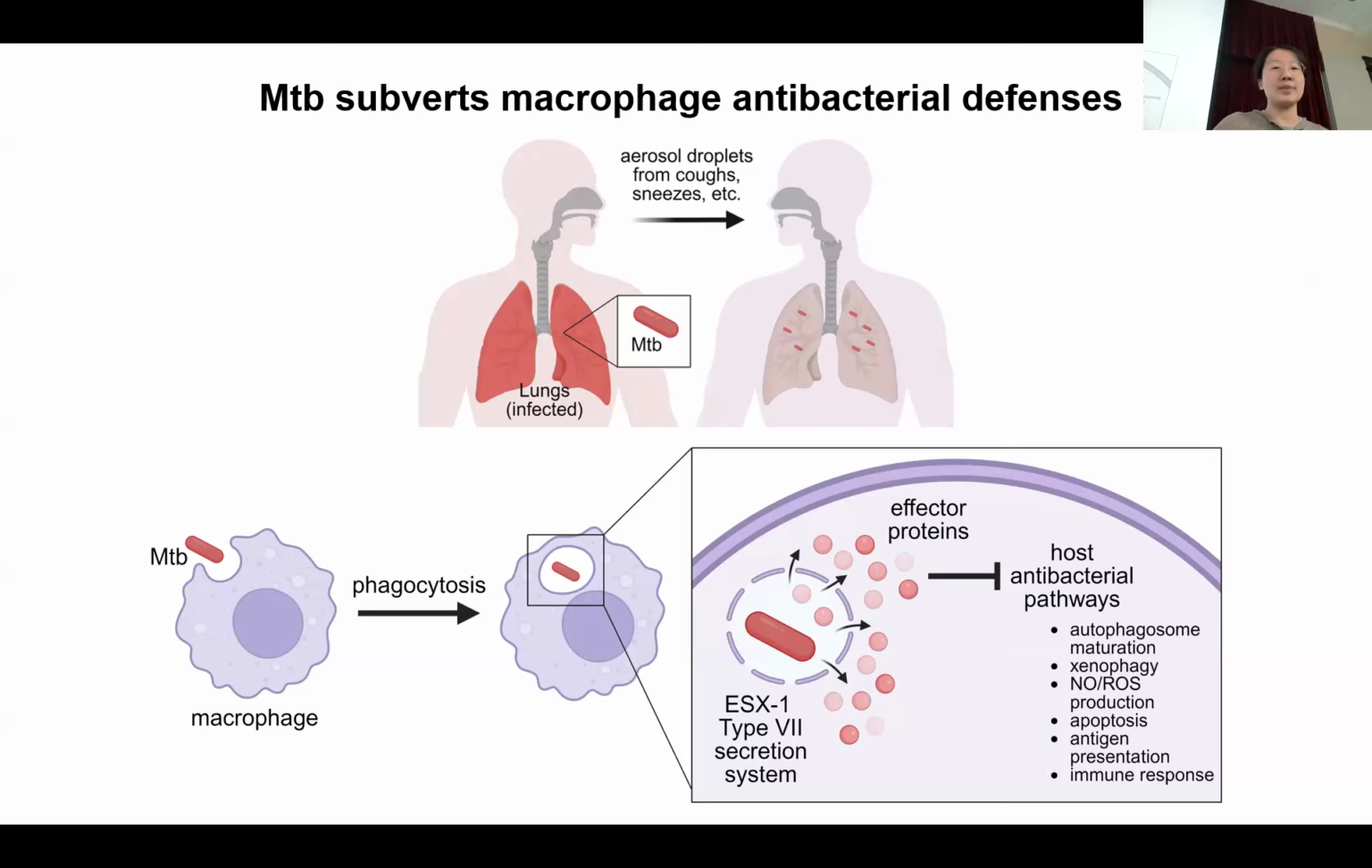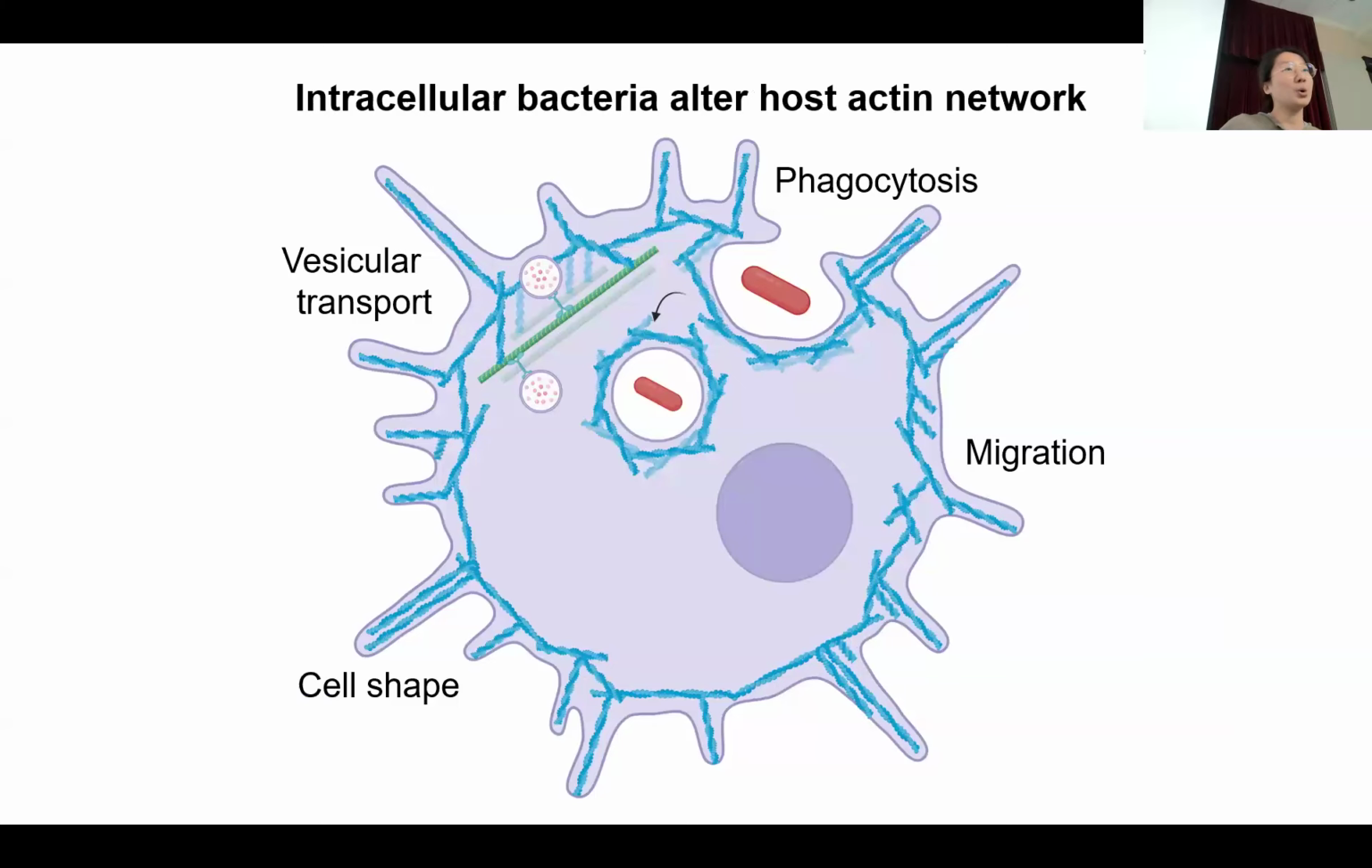And when MTB is transmitted during infection through aerosolized droplets, it travels to the lungs where it gets phagocytosed by surveilling macrophages. And while macrophages are traditionally well equipped to destroy infectious and invading pathogens, MTB is able to poke holes in the phagosome to secrete more than 100 effector proteins that are implicated in disrupting host antibacterial pathways. And one host cell function commonly targeted by intracellular bacteria is the actin network.